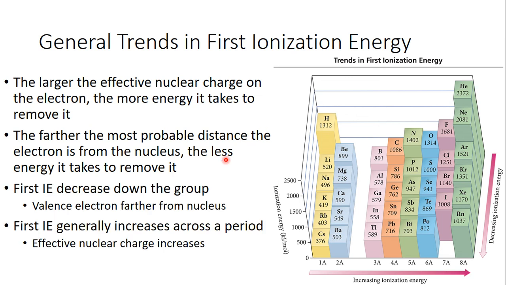So if we look at first ionization energy, as we move down a group, it is easier to remove an electron. First ionization energy decreases because our atoms are becoming bigger, our valence electron shells are further away from the nucleus. As you go across a period, it is harder to remove an electron. The first ionization energy goes up because your valence electrons are feeling this greater effective nuclear charge, as we talked about in previous videos.